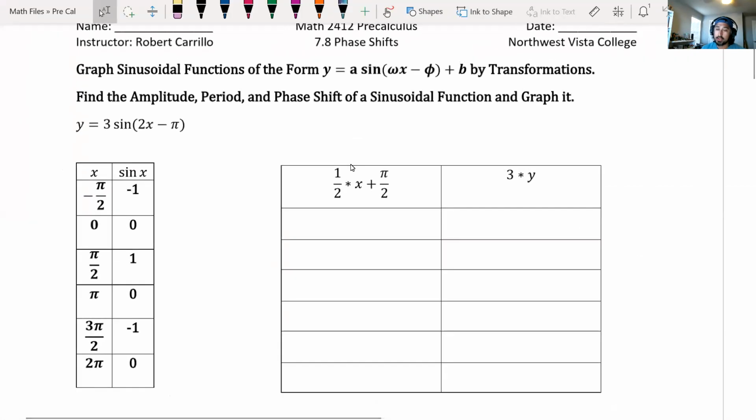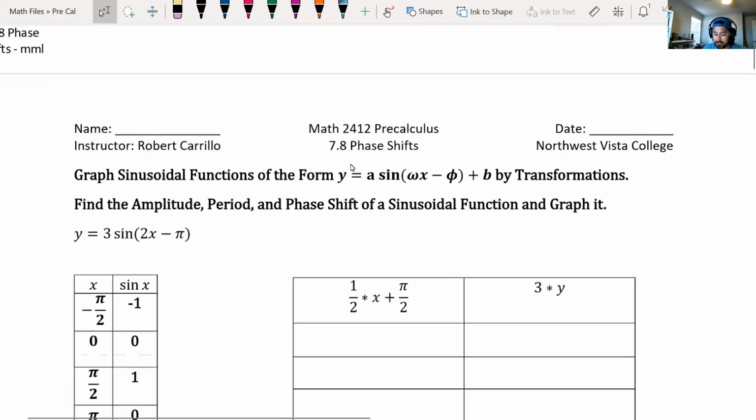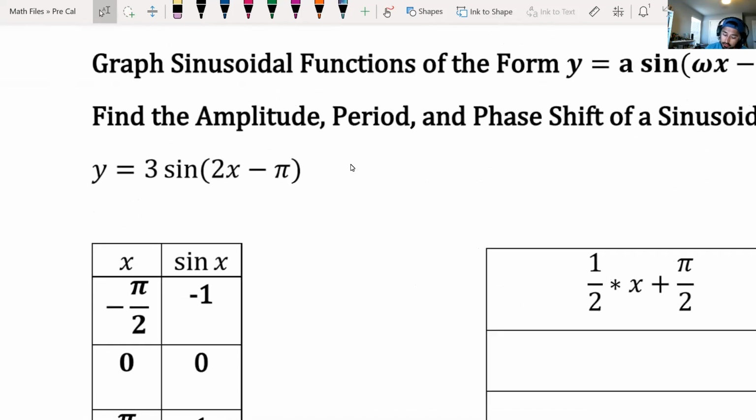So first up is find the amplitude, period, and phase shift of a sinusoidal function and graph it. So here we are given y equals 3 times the sine of 2x minus pi. To see the phase shift, we're going to have to manipulate the inside of the sine function. And what I mean by that is all we're going to do is factor out this 2 from the 2x minus pi. So when I do that, the function is going to look like this.